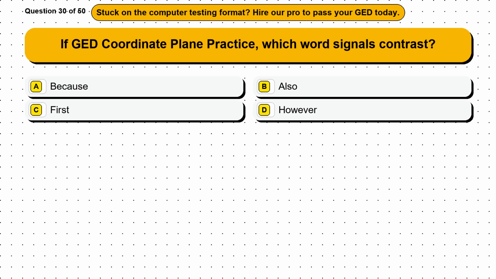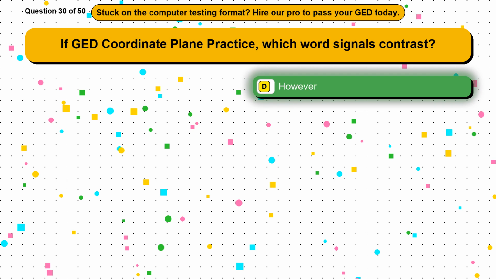Question 30. If GED Coordinate Plane Practice, which word signals contrast? Option A. Because. Option B. Also. Option C. First. Option D however. The correct answer is option D.